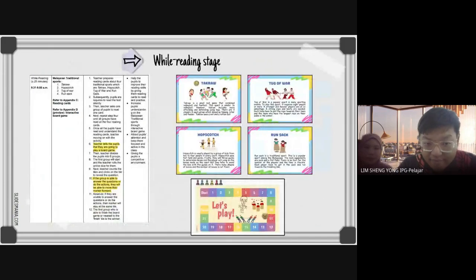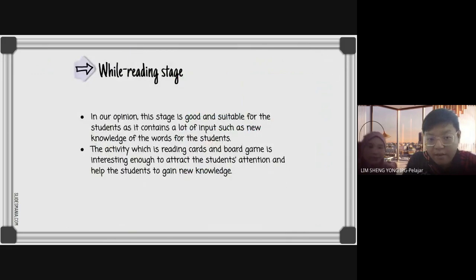Okay, next. This is the overview of the while-reading stage, the activity and the lesson plan. In our opinion, this stage is good and suitable for the students. It contains a lot of input, such as new knowledge of words for the students. This activity, which is reading cards and board games, is interesting enough to attract the students' attention and help the students gain new knowledge.